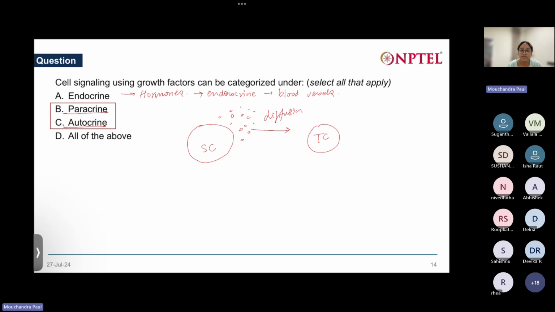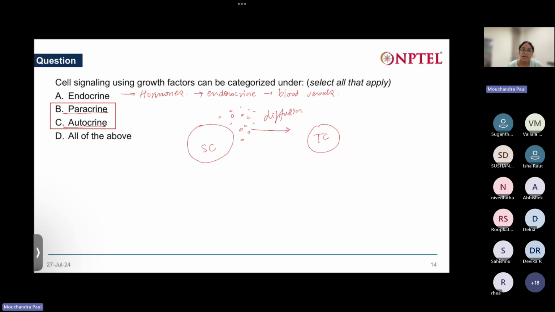As you know, concentration is higher near the signaling cell, and as the target cell's location is further and further away, fewer molecules will reach. So depending on how many growth factor molecules were able to bind to the surface receptors of the target cell, you will get different intensity of response in that particular target cell. So that is called paracrine signaling.